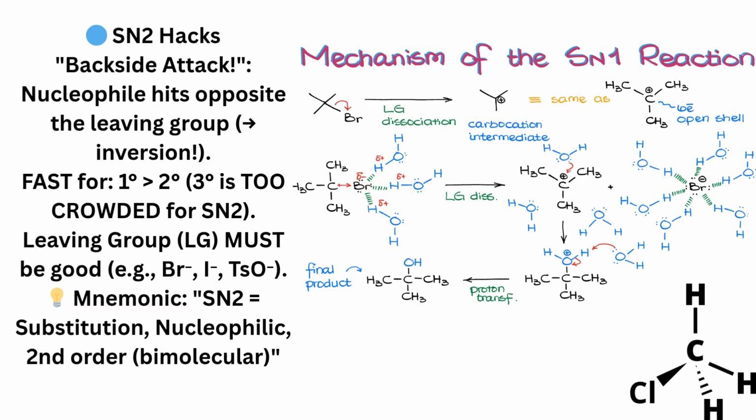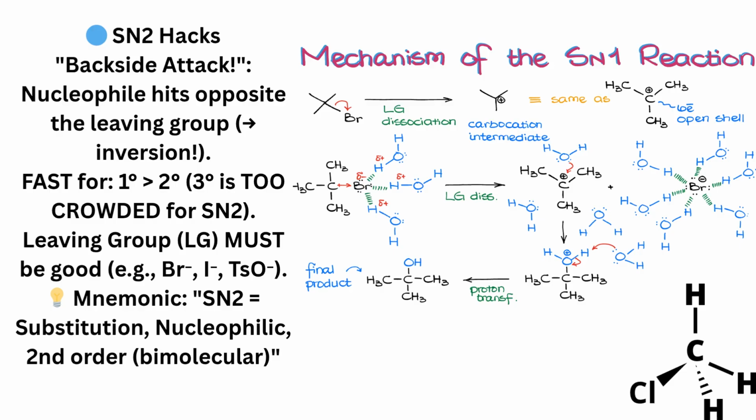So students, let us start with the SN2 hack. Follow the mechanism given in the picture along with the description. So the attack would be from the backside. That is, the nucleophile hits and the leaving group leaves in opposite directions. Therefore, inversion will take place.